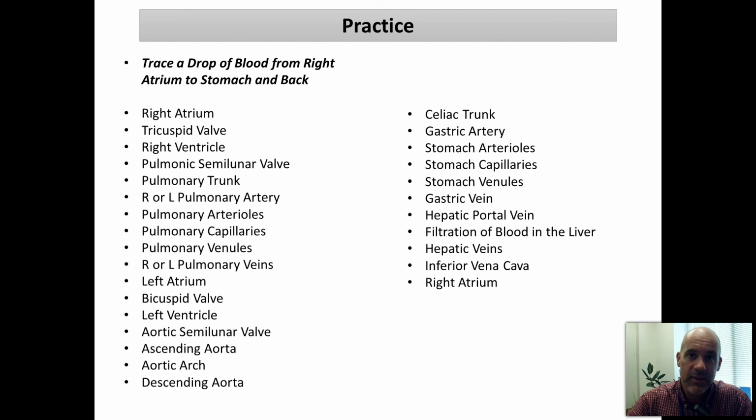All of the other ones that we've learned about are going to bring that deoxygenated blood through this hepatic portal system before it winds up making its way back to the inferior vena cava. So just keep that in mind.